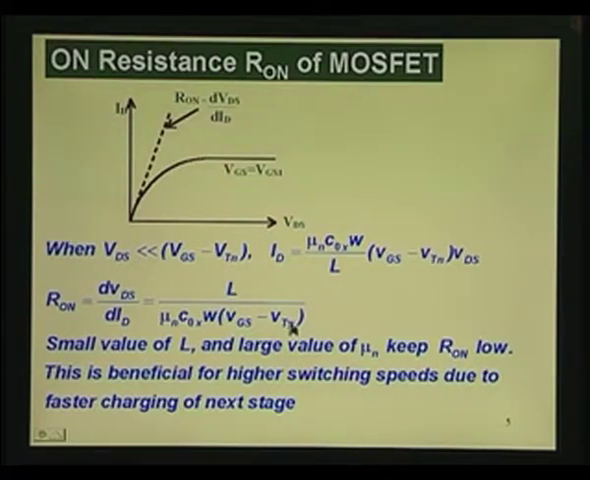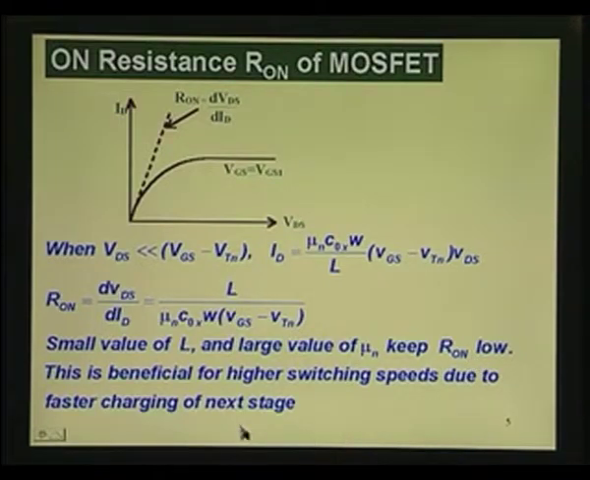There also there is an upper limit to the VGS. What is the upper limit? Supply voltage. If you are using just 1 or 2 volts, VGS will be just 1 or 2 volts, and VTN is the threshold voltage. So, ultimately what we are telling is small values of L and large values of mobility, keep R on low. That is the key to the success of achieving higher speeds.